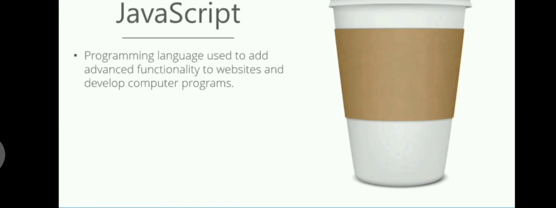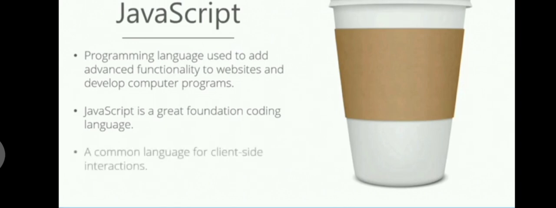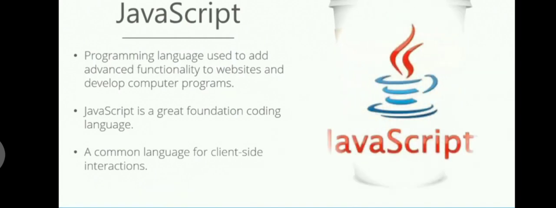The next programming language we're going to learn later on in the course is going to be JavaScript. And unfortunately, at the beginning, it is not as enjoyable as a cup of coffee. JavaScript is a programming language used to add advanced functionality to websites and develop computer programs. JavaScript is a great foundation coding language because if you understand the fundamentals of JavaScript, you can then carry that through many other languages. And it's a very common language used for client-side interactions. So bye-bye, happy cup of coffee, and there we've got our JavaScript logo.